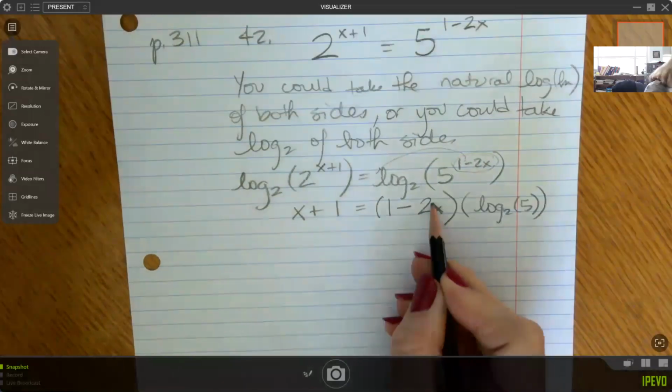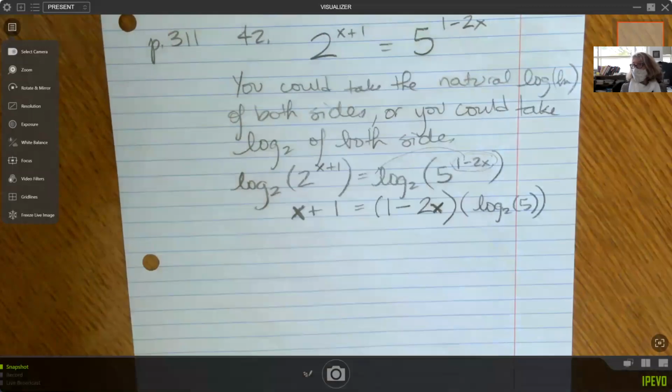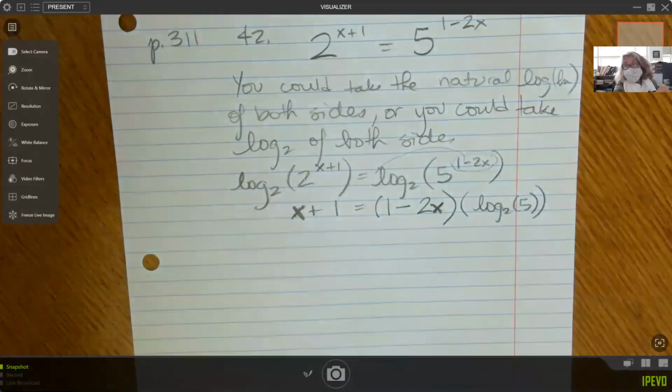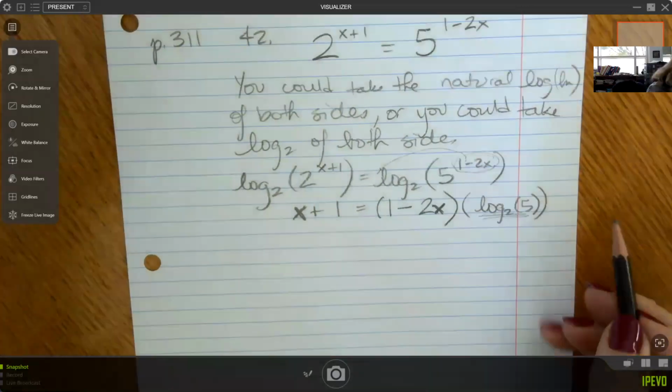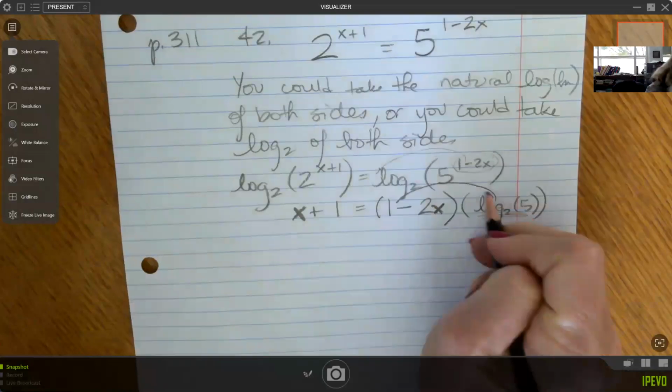And right now I have the somewhat troubling problem that I've got x's on both sides, right? So I need to get my x's on the same side and get all the numbers on the other. And remembering this is just a number, the first thing I'm going to do is I'm going to distribute that kind of ugly number.